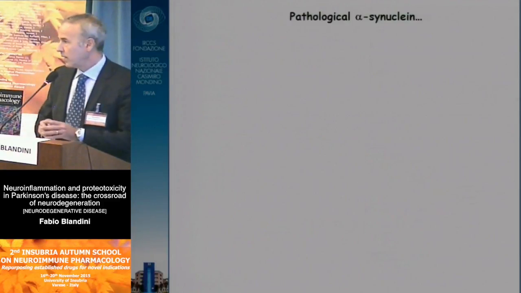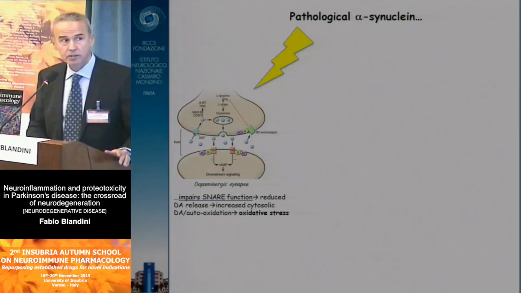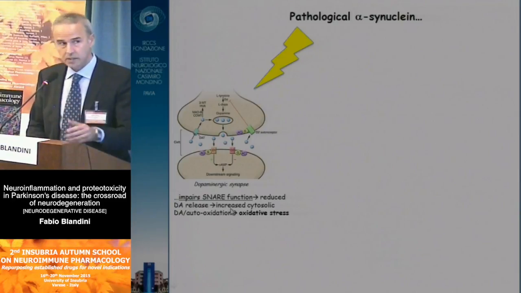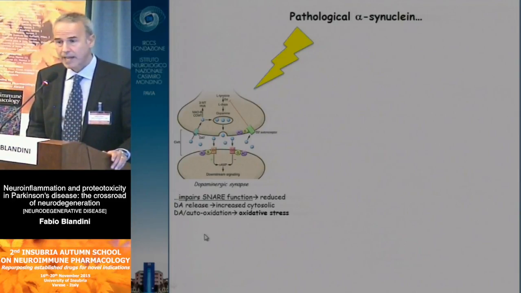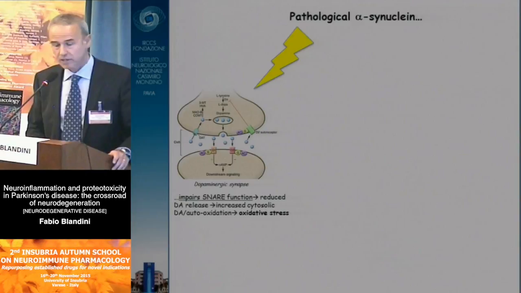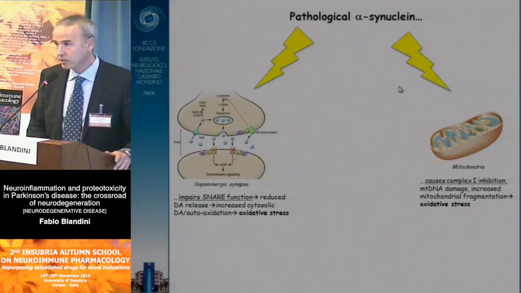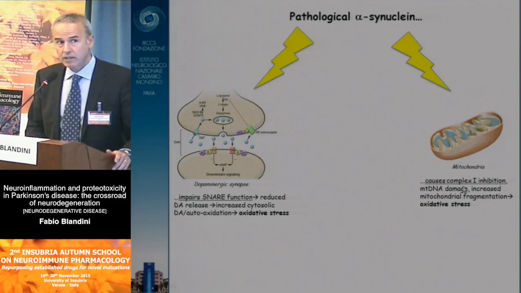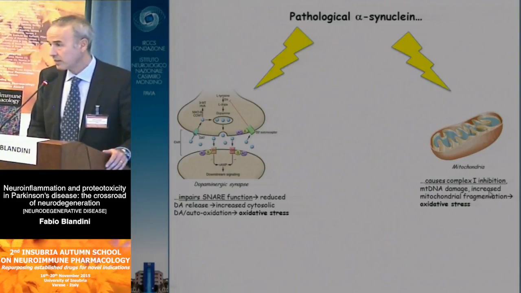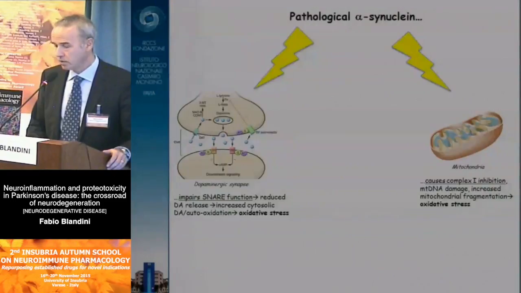Trying to summarize what we have seen so far, pathological alpha-synuclein impairs SNARE function, and this causes a reduction in the release of dopamine, which leads to increased cytosolic levels of dopamine, which undergoes autooxidation, so increased oxidative stress. On the other hand, pathological alpha-synuclein can impact mitochondrial function, causes complex 1 inhibition, damages the mitochondrial DNA, and causes increased mitochondrial fission, and this again gives you oxidative stress.